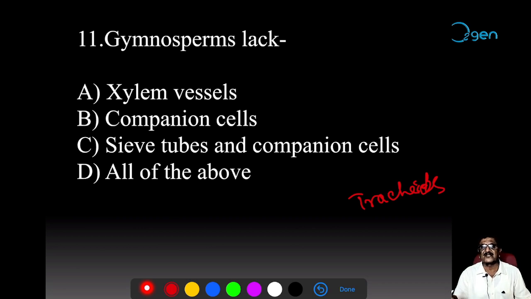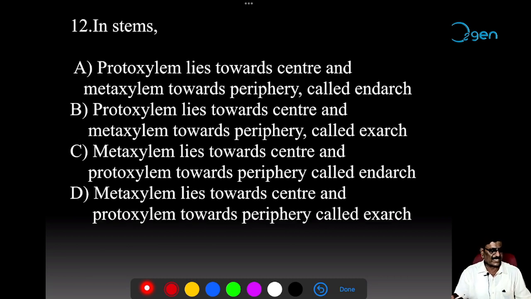Instead of companion cells, gymnosperms have albuminous cells. The sieve tubes are present, but companion cells are absent. So lack of all the above is not right for C, and option D is correct. All the above are lacking because in C, sieve tubes are present but companion cells are absent. Hence, option D is correct.